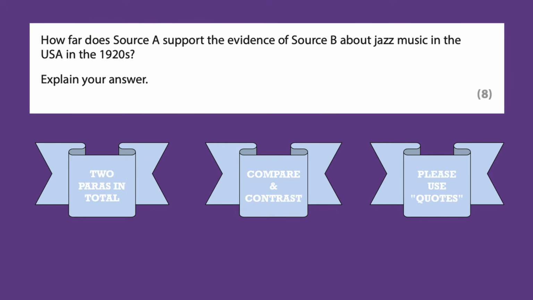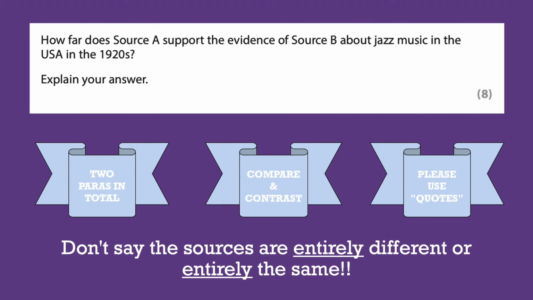And also another point, when you're answering this question, don't say that the sources are entirely different or entirely the same. Like, don't say I believe that source A entirely supports the evidence of source B, or that source A entirely does not support this evidence of source B, because that rarely happens and that's not a very good answer. So you should answer along the lines of it hardly agrees, or it agrees a little bit, or it is quite different, or it is a little different, but don't go for entirely different or entirely the same.